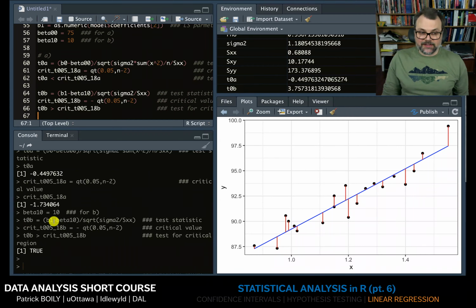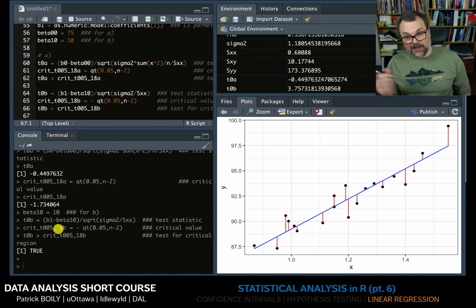The test statistic for the slope is a bit different. Under the null hypothesis that the slope is really 10, then the quotient, point estimate B1 minus our candidate divided by the square root of sigma squared divided by SXX, should follow a student t distribution with 18 degrees of freedom. We compute the critical value for that student t distribution with 18 degrees of freedom at the 5% level.